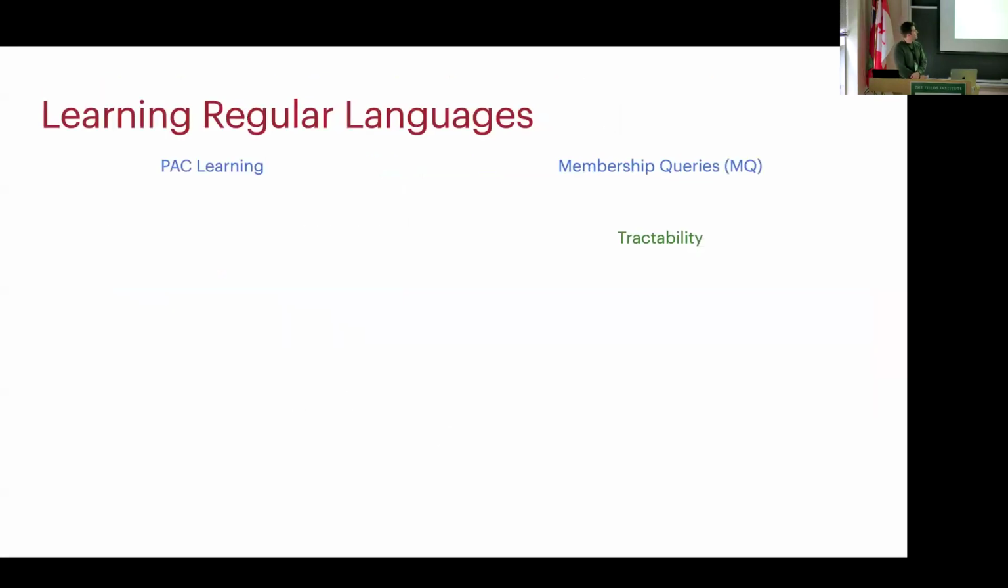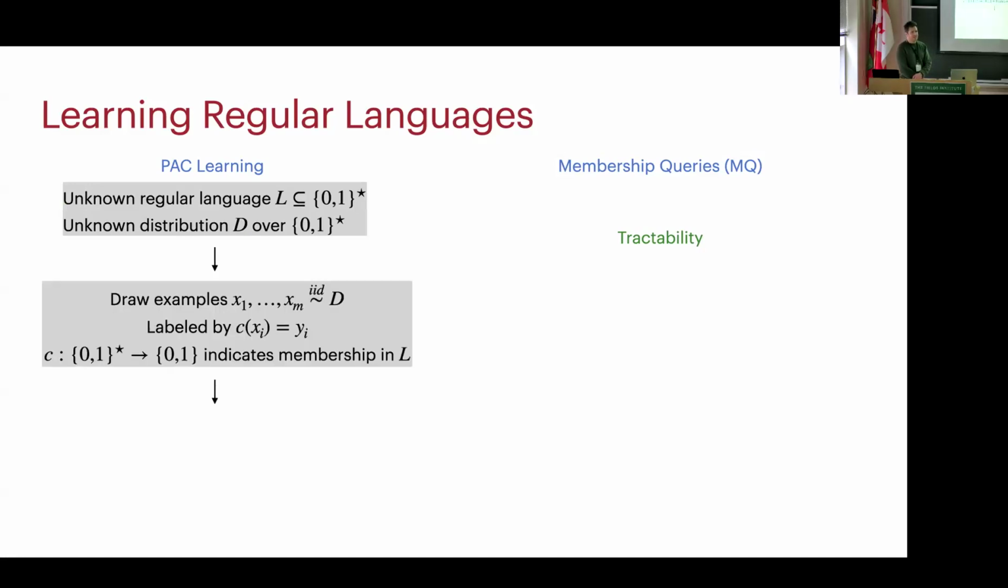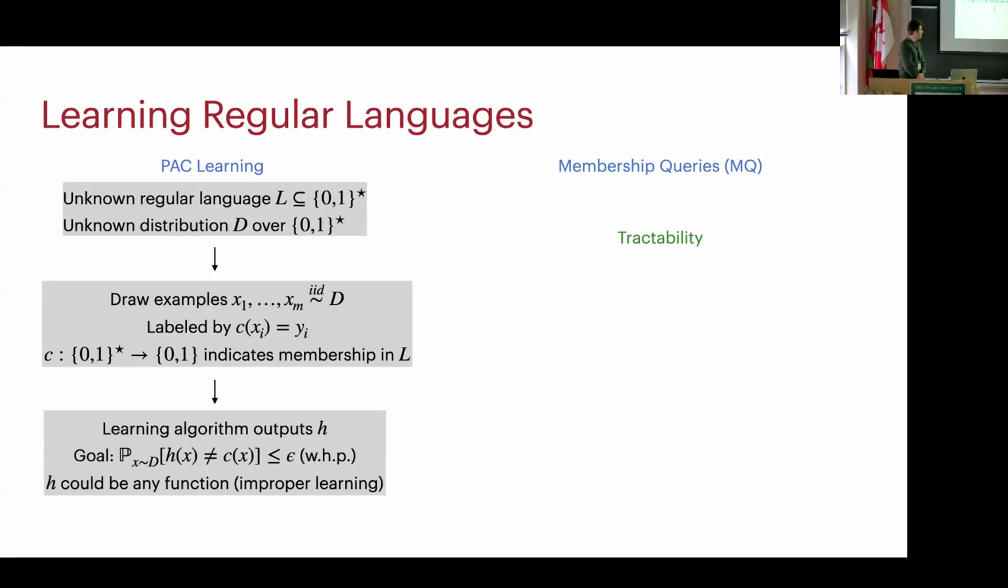Okay, so what is the setup we're working on? In PAC learning, we have an unknown regular language L. We have an unknown distribution D. We can sample from D strings, and then it's labeled by some unknown concept C. This concept indicates the membership in L. It can be an automata. It can be a regular expression. And then we want a learning algorithm that outputs a function H that approximates well the concept C with respect to the distribution D. And H could be any function, meaning we're in improper setting.